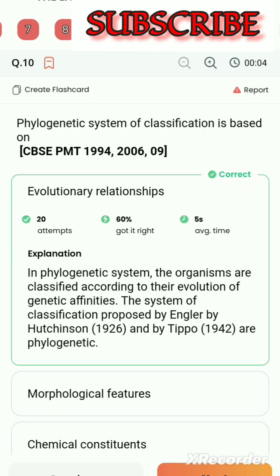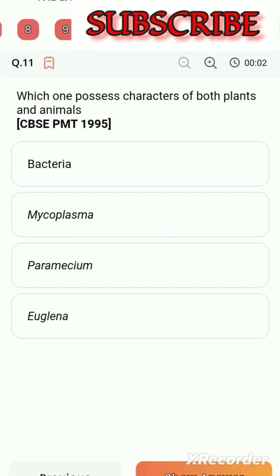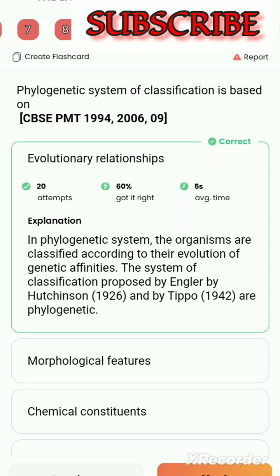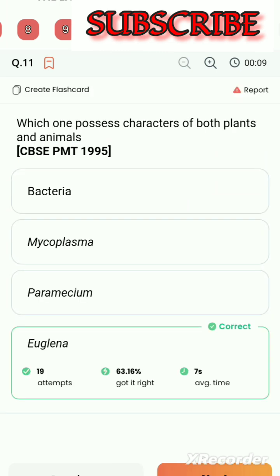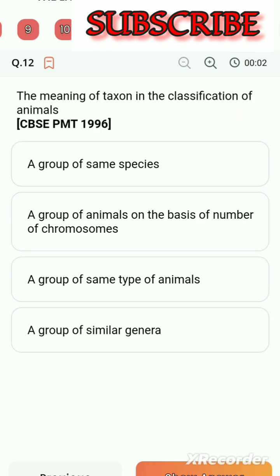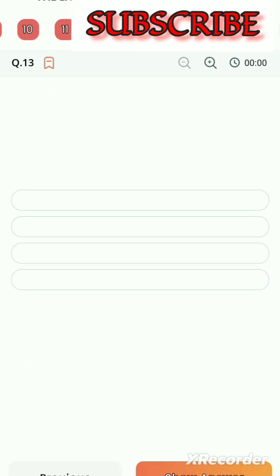Question 10, the phylogenetic system of classification is based on evolutionary relationship, which was proposed by Engler in 1926 and Tippo in 1942 as phylogenetic classification. Question number 11, which one possesses characters of both plants and animals? That is Euglena. We even call it a mixotrophic organism, having both autotrophic and heterotrophic nutrition. And the meaning of taxon in the classification of animals is a group of the same type of animals.